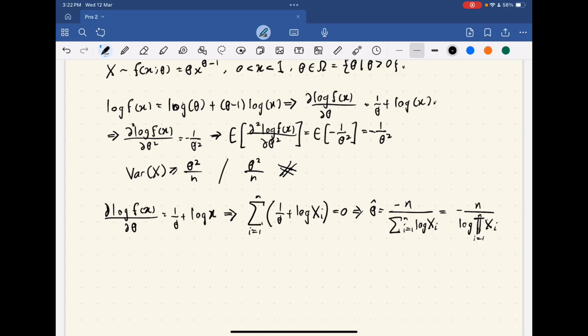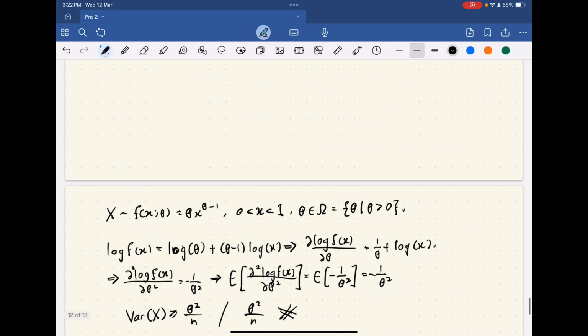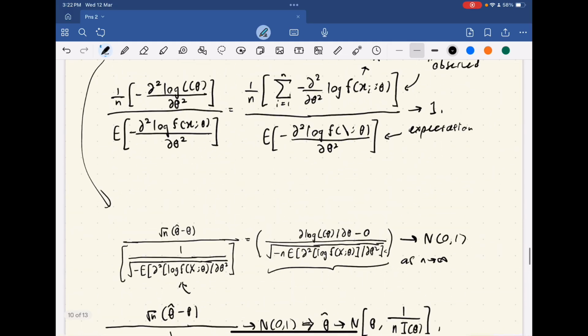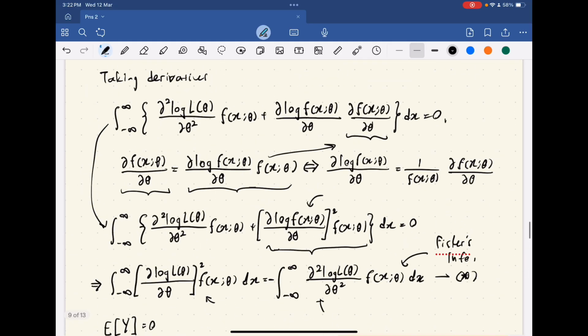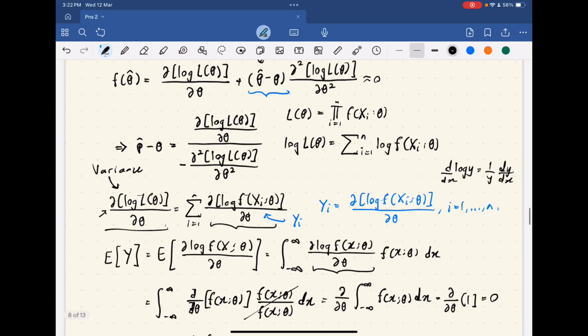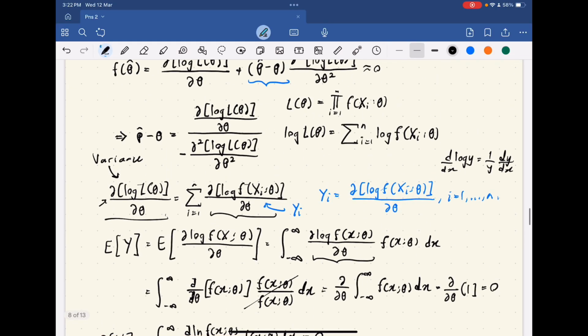Now why does this work? Because recall the definition of the likelihood function. Think, where is that? Here, this definition here.